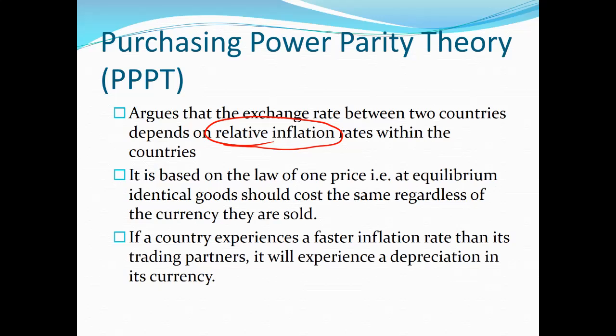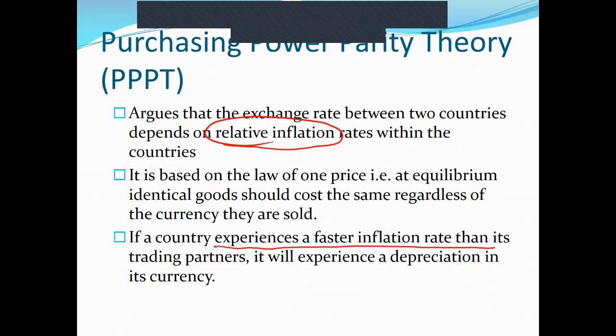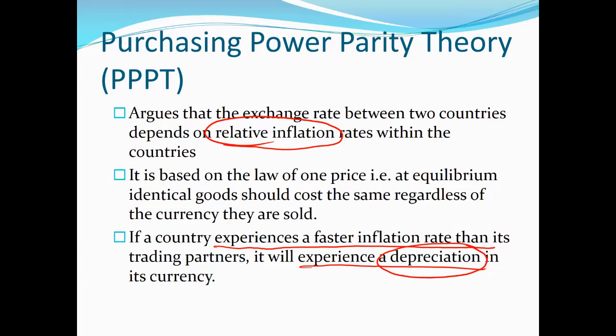Therefore I can conclude that the country that experiences faster inflation will experience a depreciation in its currency, a loss of value of their currency. So a country with more inflation will experience a reduction in the value of its currency, depreciation. Of course, the opposite applies. Countries that are able to contain inflation will experience appreciation of the currency. That's as per the purchasing power parity theory.